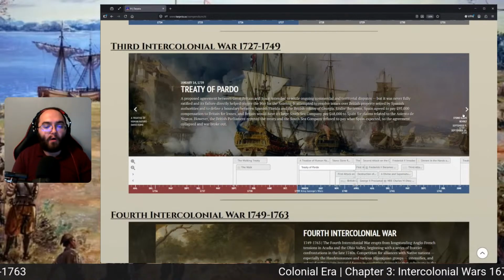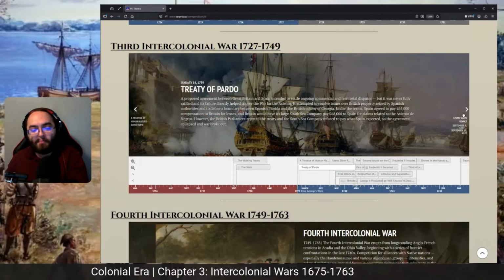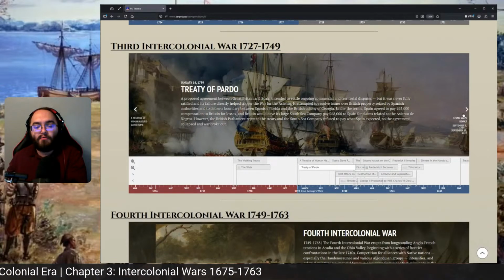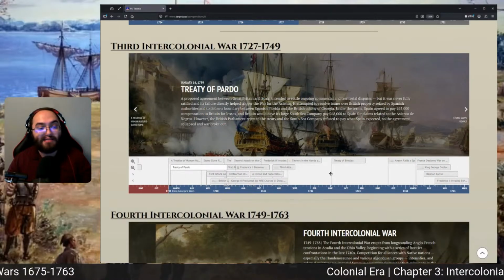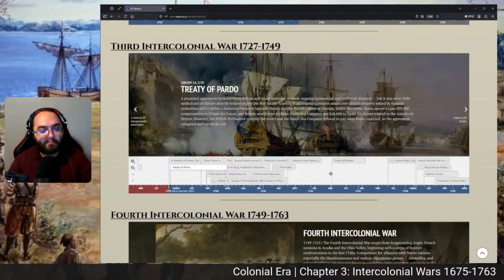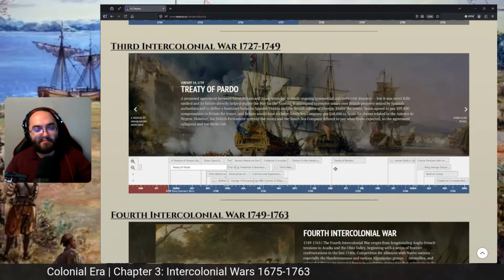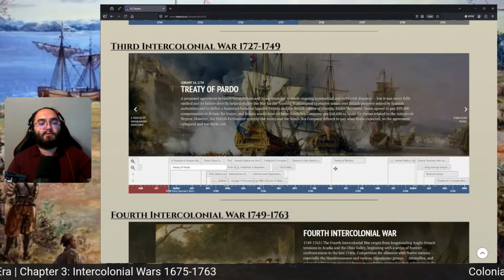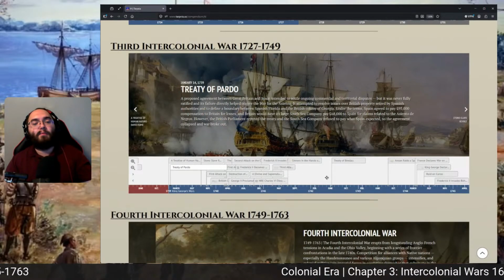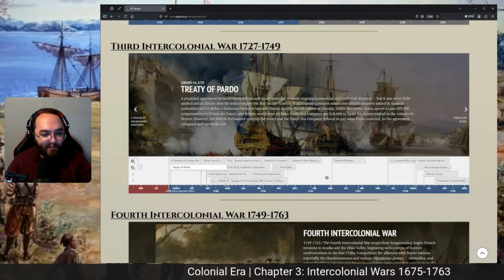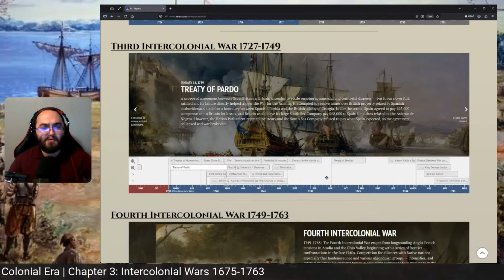So what people call the War for Jenkins' Ear. I had to think of the name. We don't call it that on this timeline or in this compendium or in our curriculum. We call it the War for the Asiento because that's what the war was actually about. It wasn't about some British guy getting his ear chopped off 8 years prior.